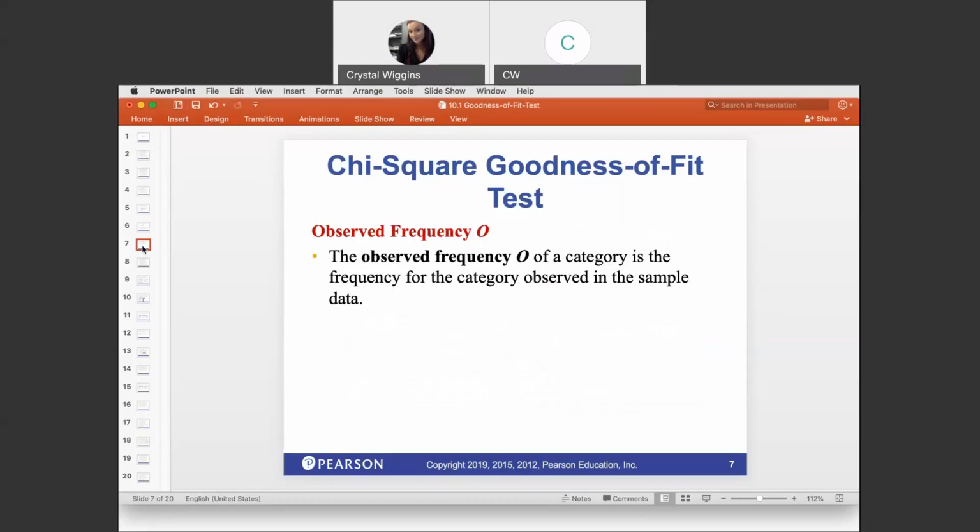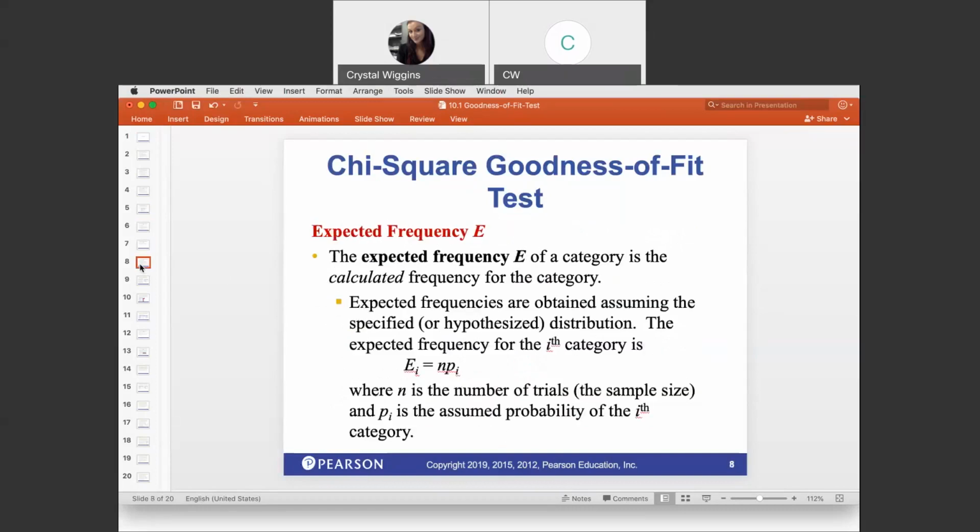If we were doing this by hand, the observed frequency would be labeled O, and the expected frequency would be labeled E. Now, for our purposes, we'll be using our Rguroo, so we do not need to calculate this by hand. Although I did leave a slide in here to show you how it's done to enhance your understanding of what's happening.